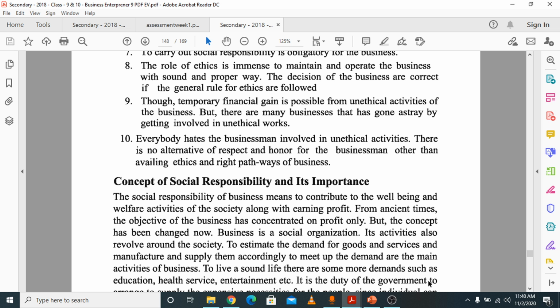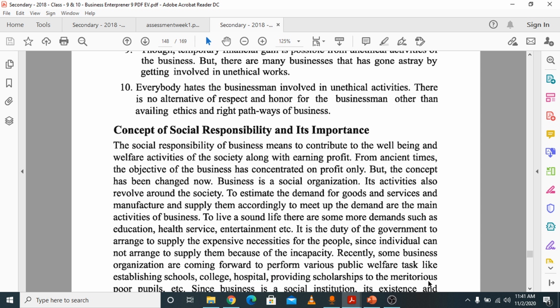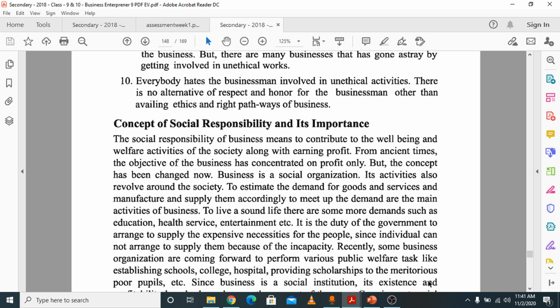Concept of social responsibility and its importance. The social responsibility of business means to contribute to the well-being and welfare activities of the society along with earning profit. That means the businessman's main motto is earning profit, but he or she also has some responsibilities to do well to the society, or to contribute to the well-being and welfare activities of the society. So that is called social responsibility. And I hope you can write down the importance of social responsibility easily.